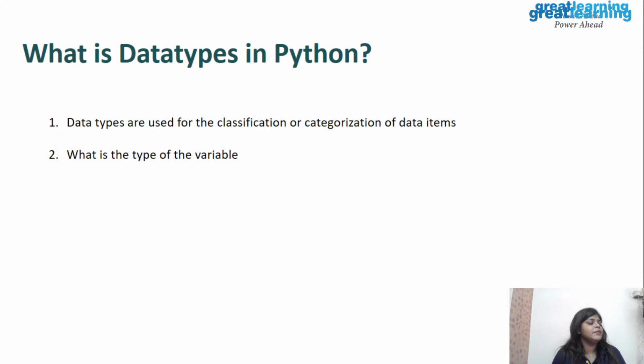And in the meantime, let me tell you what data types are. Data types are used for the classification or categorization of data items. What type of data you have, right? What is the classification or categorization, right? And then we have the type of the variable. So basically we use data types to understand the type of our variable, right?